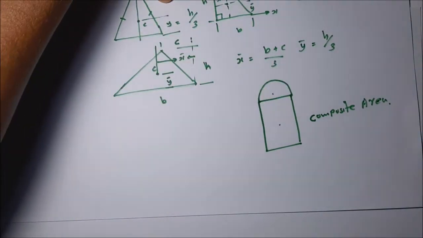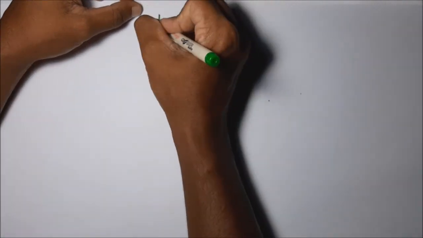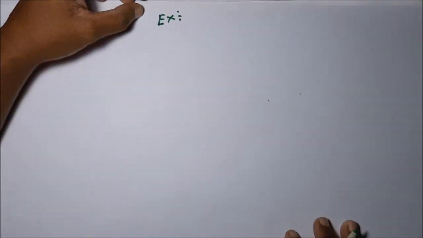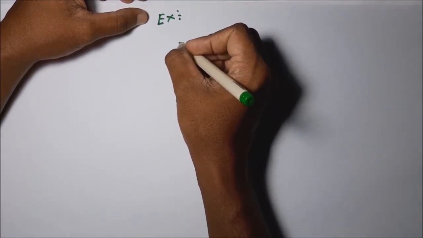The first area, the second area, and the centroidal point for the composite section. I will explain it using one of the examples. Let's take the previous one also as an example. You want to calculate the centroidal point of this kind of figure.